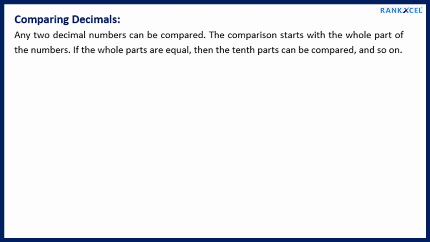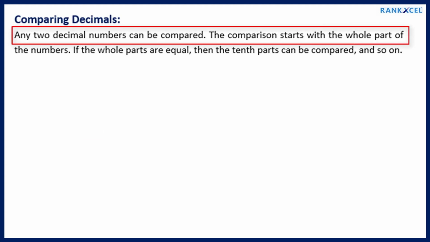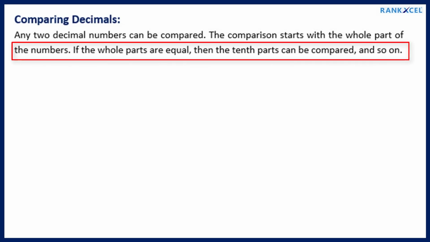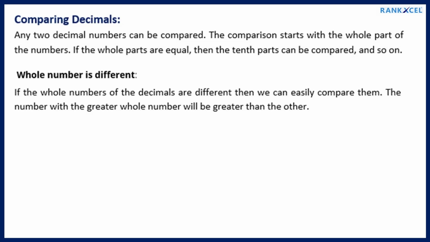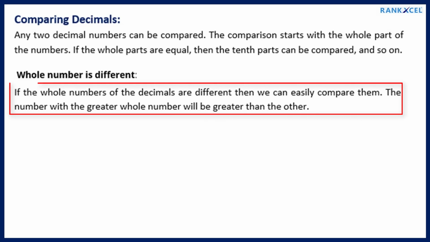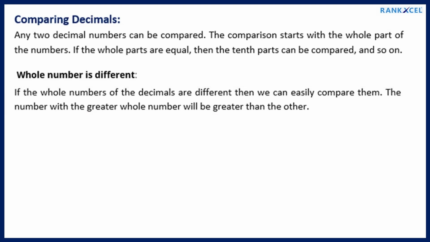Comparing decimals. Any two decimal numbers can be compared. The comparison starts with the whole part of the numbers. If the whole parts are equal, then the tenth parts can be compared, and so on. Whole number is different: if the whole numbers of the decimals are different, then we can easily compare them. The number with the greater whole number will be greater than the other.